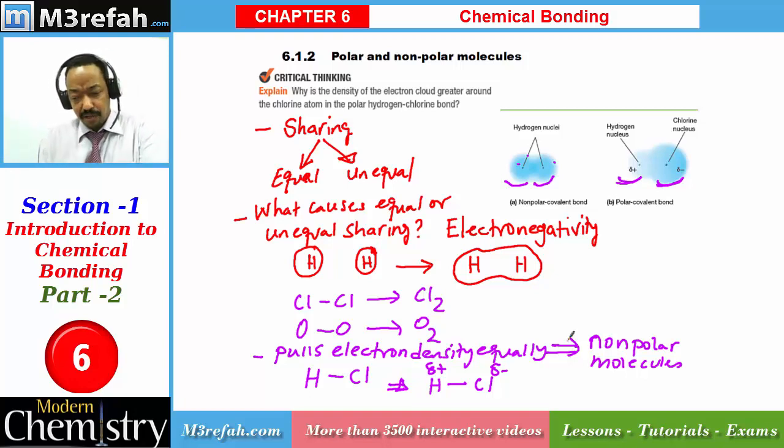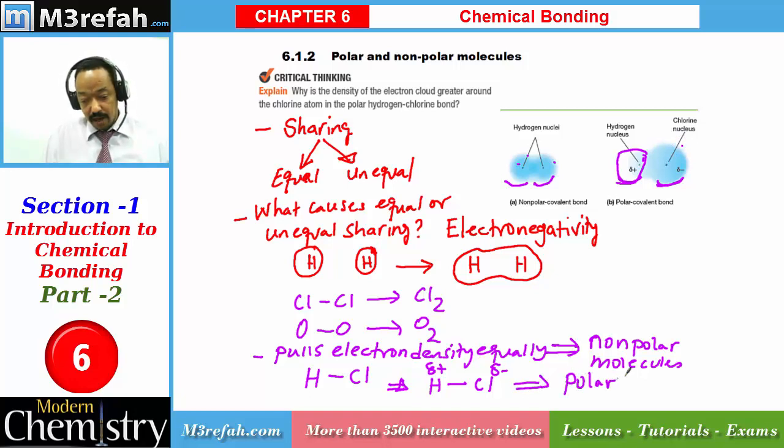The best example is this picture. As you can see, the electron density is withdrawn from the nucleus of one atom to the other side, so chlorine and hydrogen. As a result, they form polarity. So these are polar molecules.